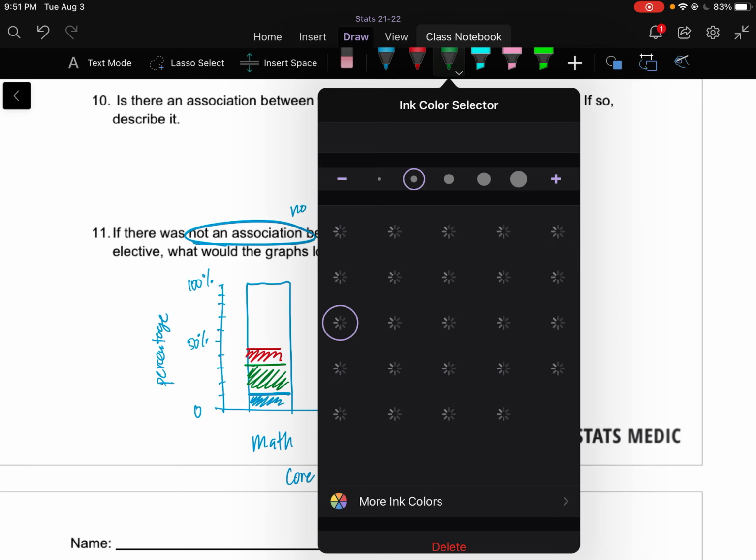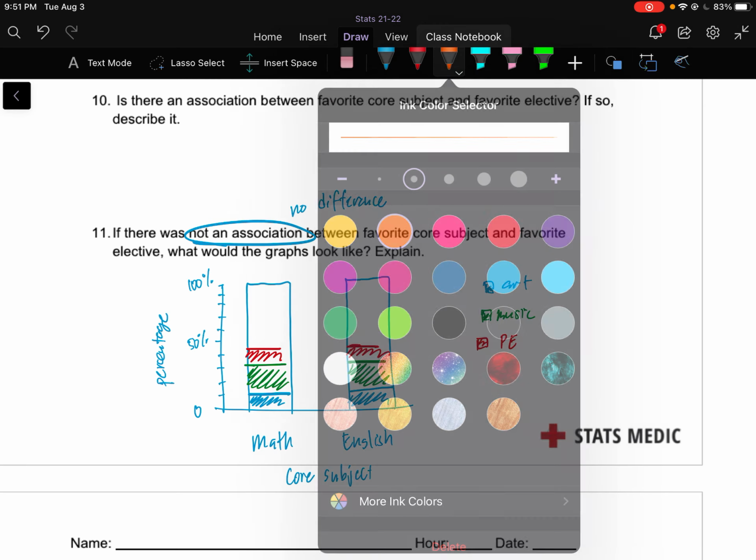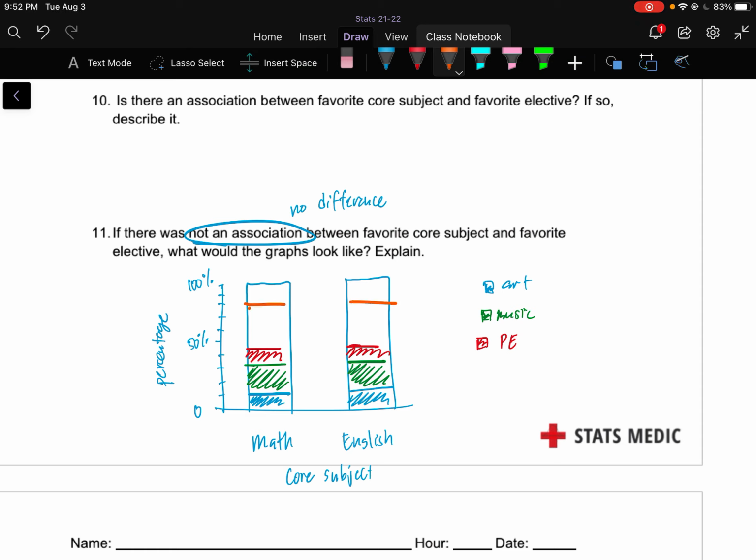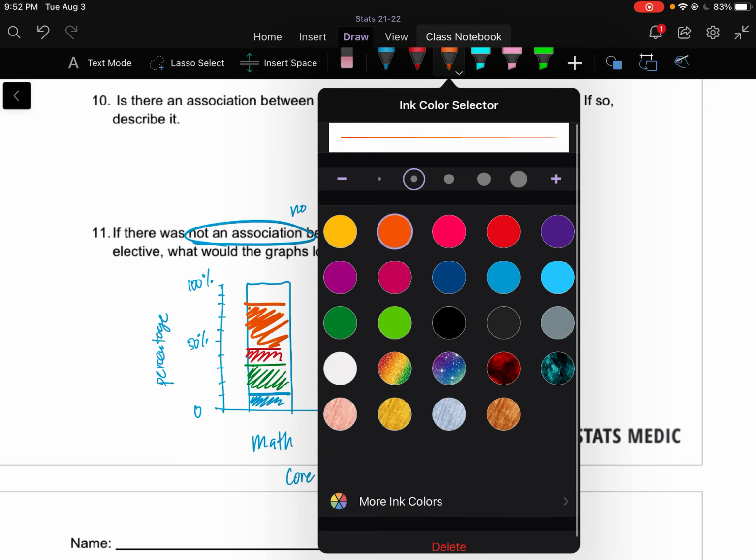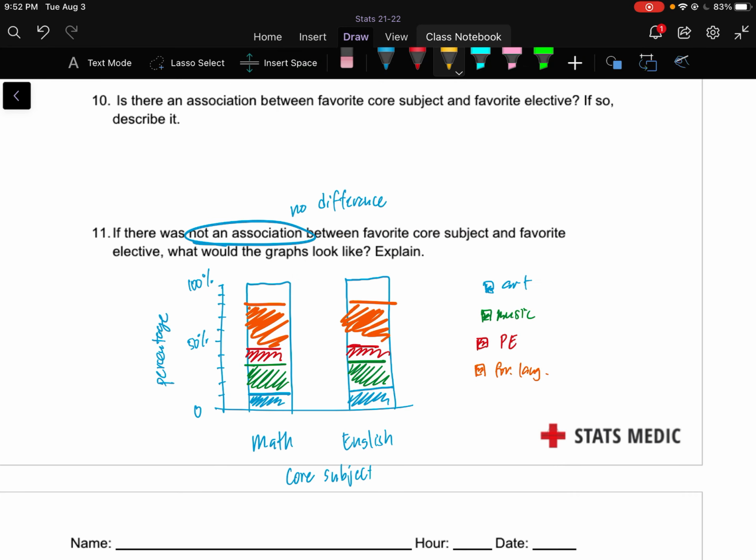And then let's pick another color, orange. All right, this is going to be foreign language. And then one last color here. This is going to be technology. Okay. So if our two rectangles have segments that more or less are the same size, then there's really not any differences between our two groups. And so if there's no differences, we just say that there's no association.